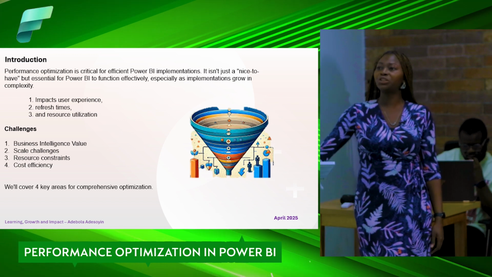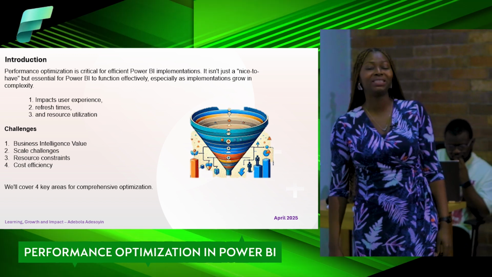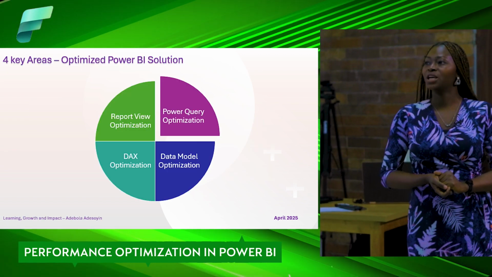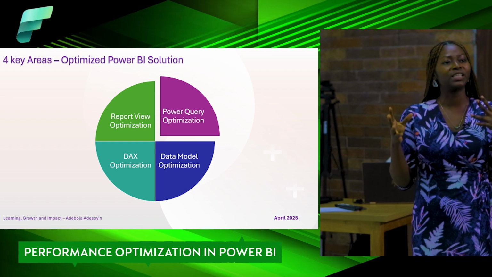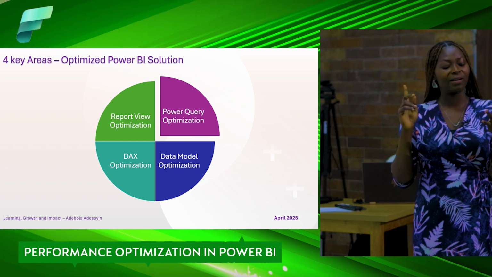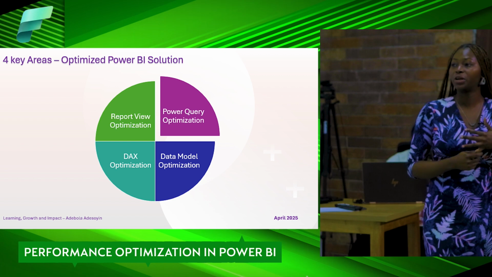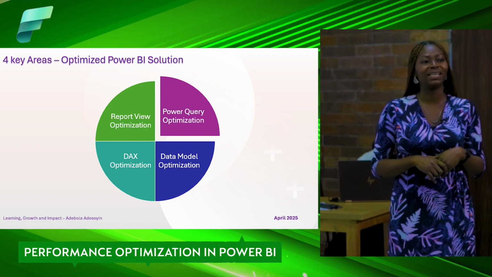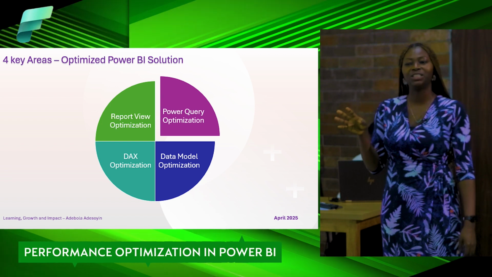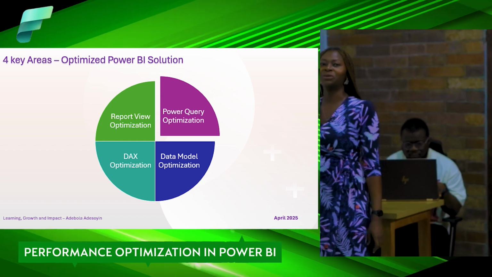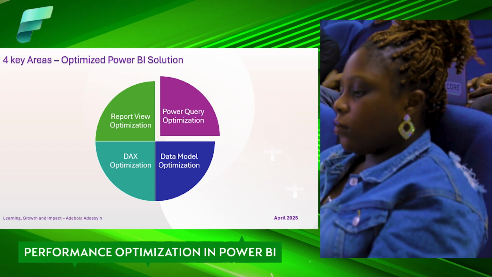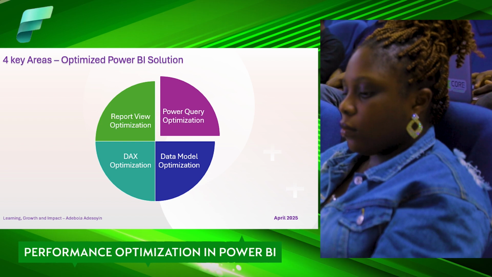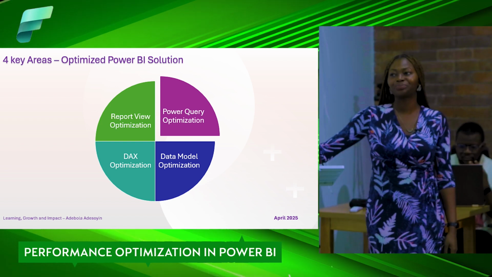So majorly, we have 4 key areas we're going to be discussing today for Power BI solutions, efficiency, and optimization. In the different areas where you can optimize your report, we have the Power Query side, which is Power Query optimization, the report view optimization, the DAX optimization, and then the data model optimization. Although there might be one other aspect that we might not touch, the major 4 key areas we're going to be touching today are Power Query, report, DAX, and data model optimization.